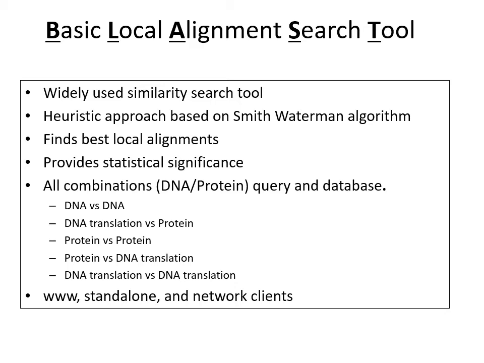So for those of you who are really interested in the math, this program uses something called a Smith-Waterman algorithm. We're not going to get into the details of the math here, but it's going to find the best local alignments, and I'll explain what that is, and it's going to give you a statistical significance as well as a max score. Now with this basic local alignment search tool, you can compare DNA sequences to other DNA sequences. That's what we're going to do today, and what you're going to do at home.